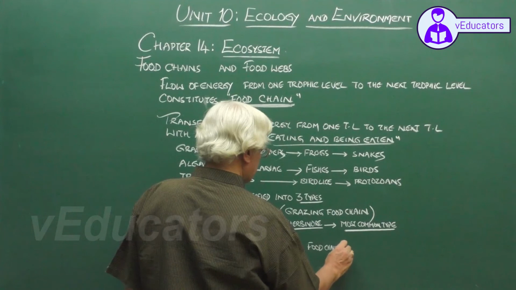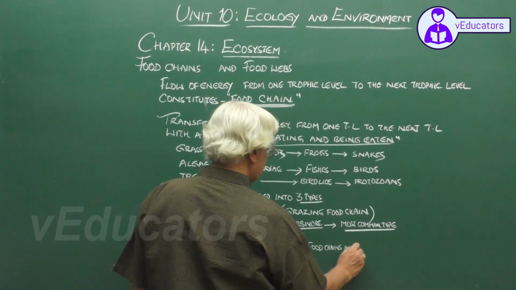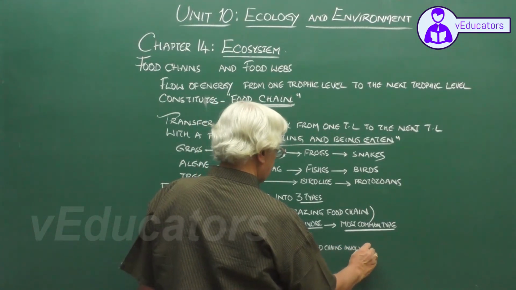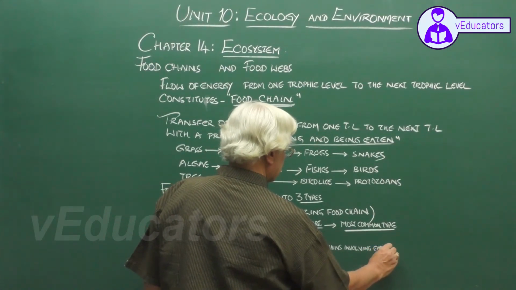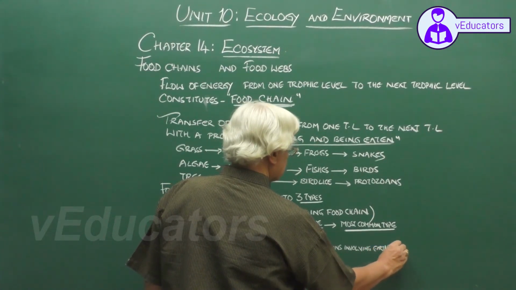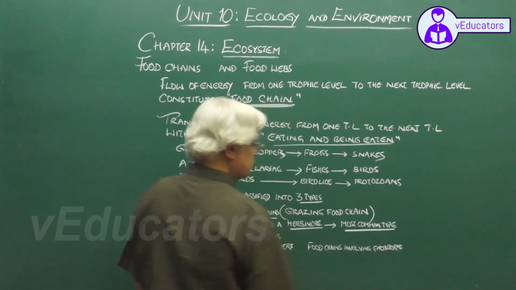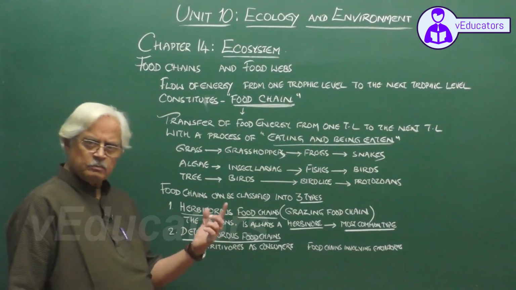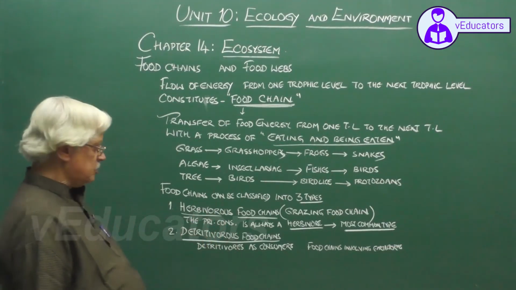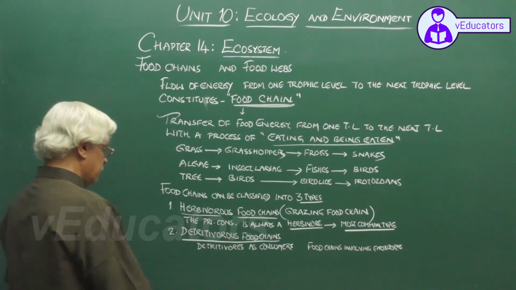involving earthworms. Food chains involving earthworms are best examples of detritivorous food chains.